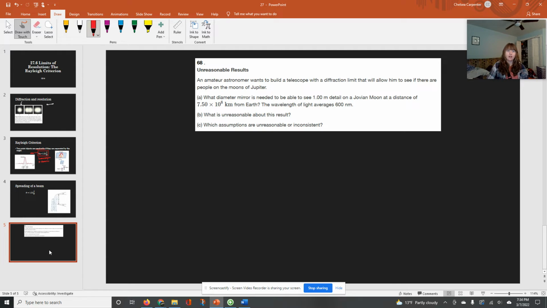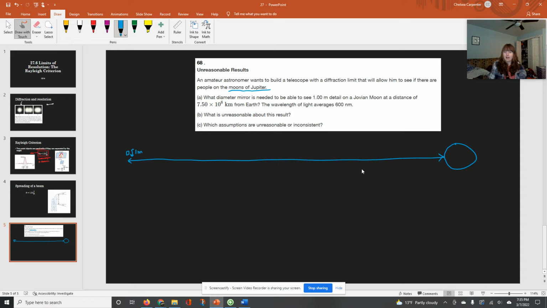So let's go through an example. This is problem 68 from the text. So an amateur astronomer wants to build a telescope with a diffraction limit that will allow him to see if there are people on the moons of Jupiter. So we're going to figure out what diameter mirror is needed to be able to see 1 meter of detail on a Jovian moon at a distance of lots of kilometers from Earth. And we're given the average wavelength. So we're trying to see this little tiny 1 meter wide object at this incredibly far distance from Earth.